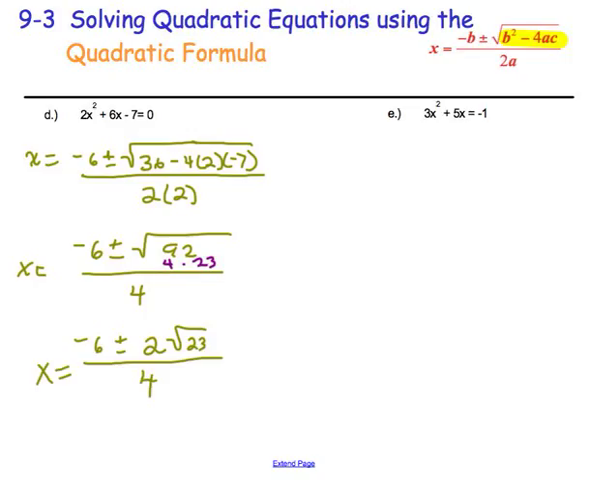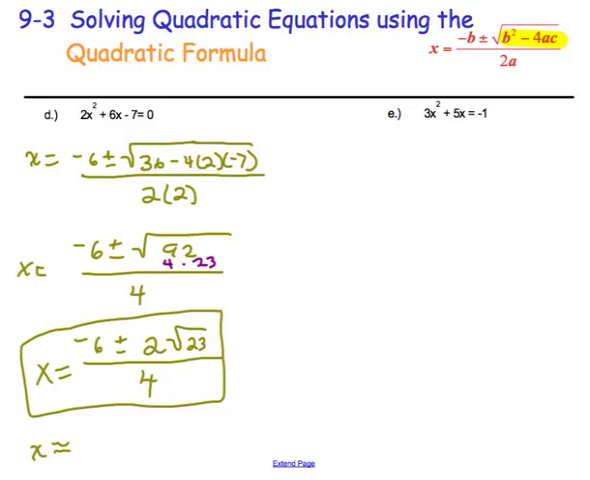This is a perfect final answer unless the directions say round your answers to the nearest 100th, 1000th, or whatever. Then you'd have to pull out your calculator and actually compute this. Negative 6 plus 2 times the root of 23, and then I'd usually hit equals, divided by 4, and you get a rounded number, and you might see x is approximately, and then you'd see your decimal number. So you'd still have 2 answers.